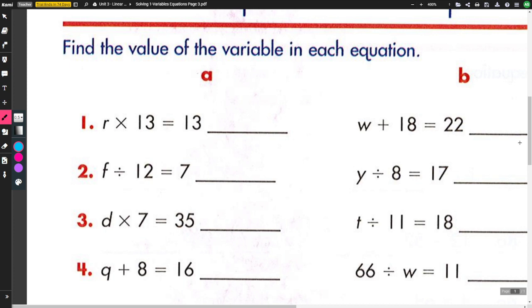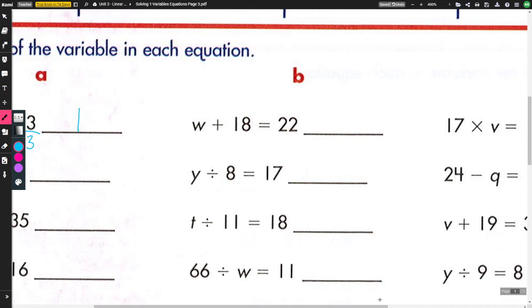So here we have r times 13. The opposite of multiplication, or the inverse of multiplication, is division. So I'm going to divide both sides by 13. 13 divided by 13 is 1. First step is always figuring out what your operation is. I have w plus 18. Well, I have addition. The inverse of addition is subtraction. So I subtract 18 on both sides.